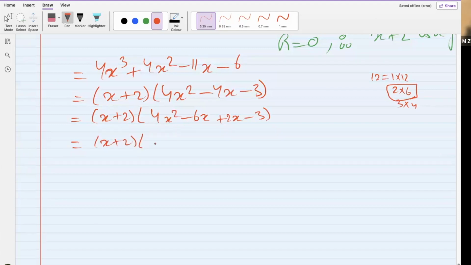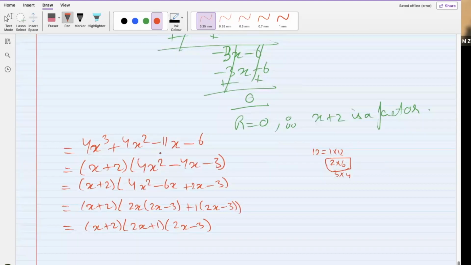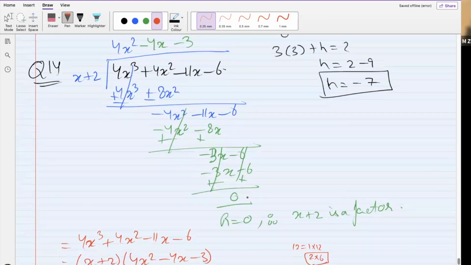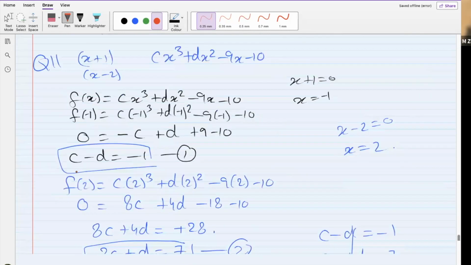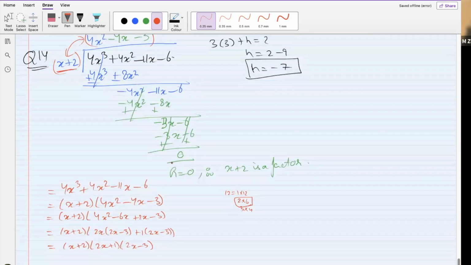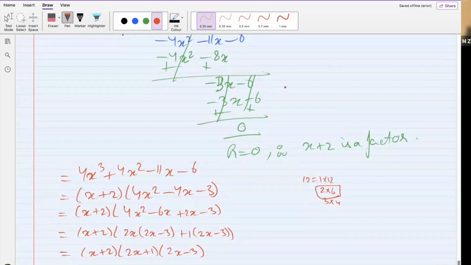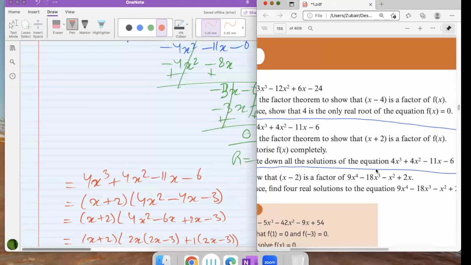Taking out common 2x, we are left with 2x minus 3 plus 1, 2x minus 3. So x plus 2, 2x plus 1, 2x minus 3. This is it. Long division, remainder 0, so it is a factor. And then we had this linear, where did it go? We had this linear factor multiplied with this quadratic factor and then middle term breaking of the second half. Is it clear? Yes, sir.